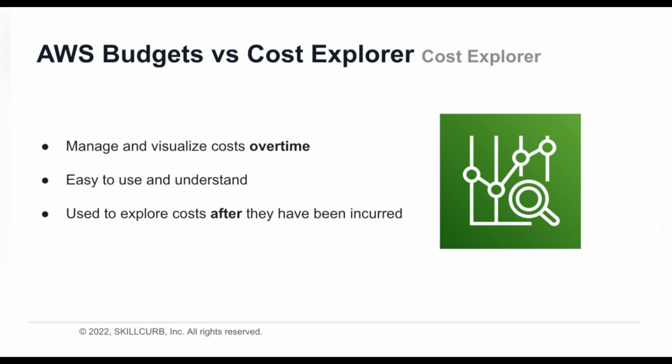AWS Cost Explorer provides an easy-to-use interface that lets you visualize, understand, and manage your AWS costs and usage over time. AWS Cost Explorer provides you with a set of default reports that you can use as the starting place for your analysis. From there, you can use filtering and grouping capabilities to dive deeper into your cost and usage data and generate custom insights. Cost Explorer is extremely easy to use and understand, and it is used to explore costs after they've been incurred.